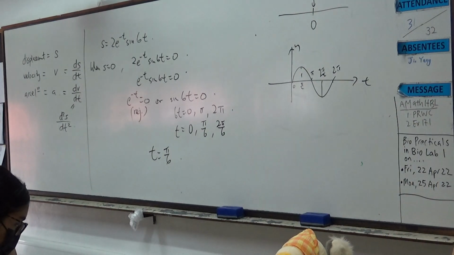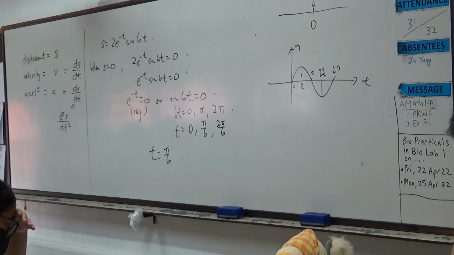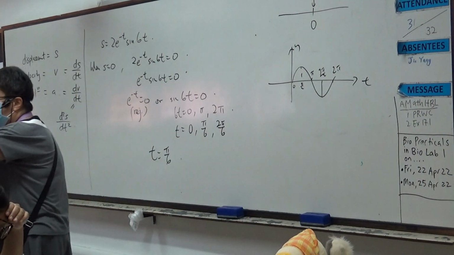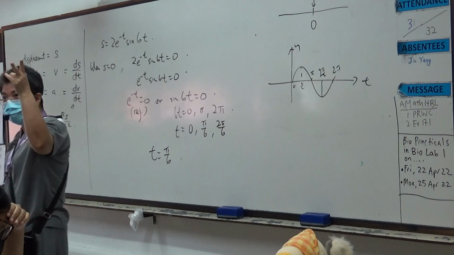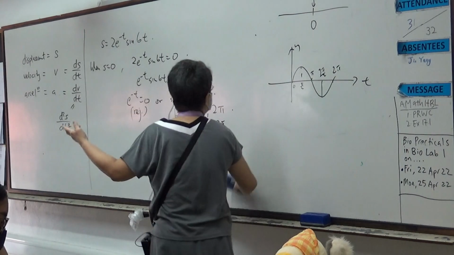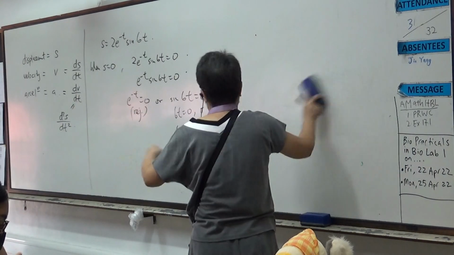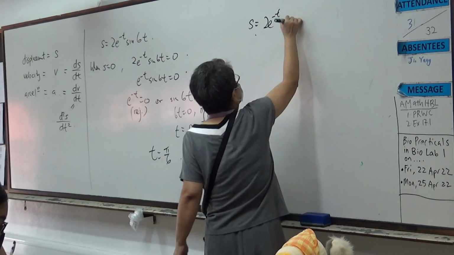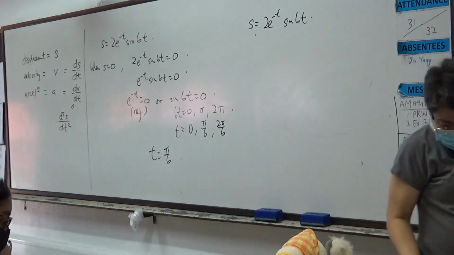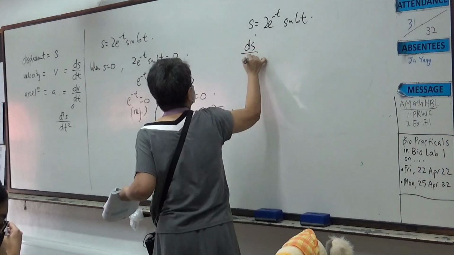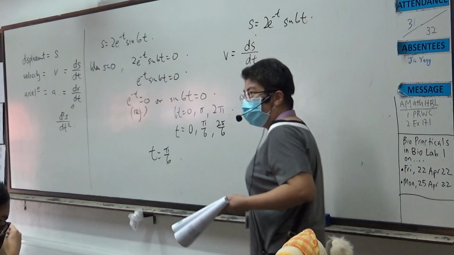Alright, now, next one. Part 2. The particle first comes to instantaneous rest at point A. Find the value of t at A. Now, I told you already, when it is at rest, what is 0? I said this already. When it's at rest, what is 0? Velocity is 0, okay? Now, do we have the velocity function yet? No, right? So we know s equals 2e^(-t) sin 6t. Now, do you agree I must differentiate this function? So what do I write? ds/dt, which will give me v, right?